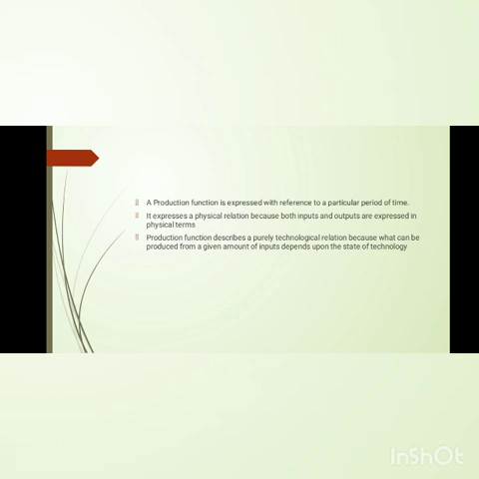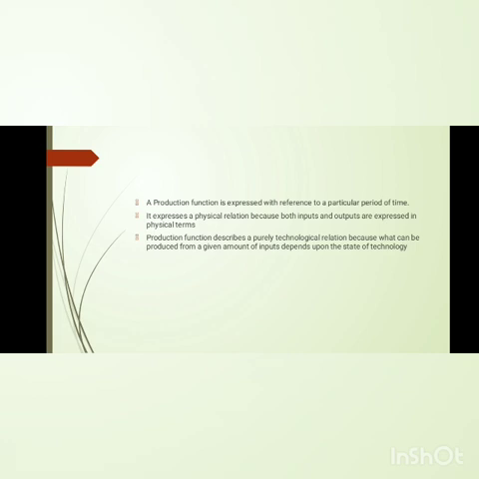Thus, as we saw, the production function is expressed with reference to a particular period of time. It expresses a physical relation because both input and output are expressed in physical terms. Also, production function describes a purely technological relation because what can be produced from a given amount of input depends upon the state of technology which exists.